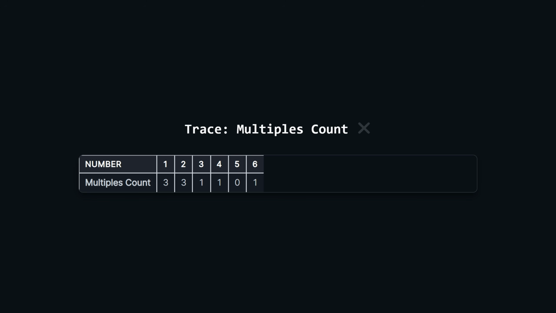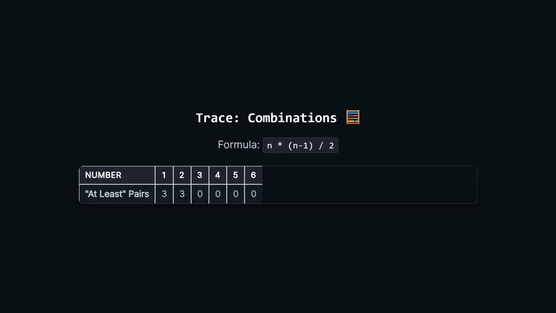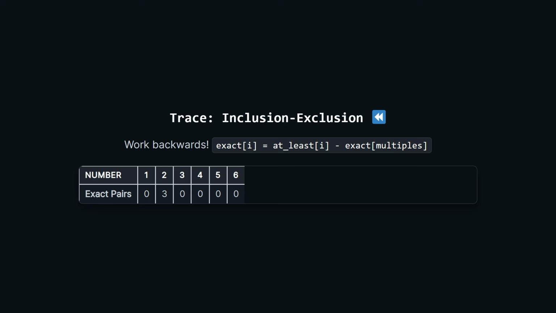How many multiples of 1? 3. How many multiples of 2? Also 3, because 2, 4, and 6 are all multiples. How many for 4? Just 1. Now the pair math. For 1 and 2 we have 3 items. 3 times 2 divided by 2 is 3 pairs. For the others with only 1 item they make 0 pairs. So we have 3 pairs that are at least 1, and 3 pairs that are at least 2.